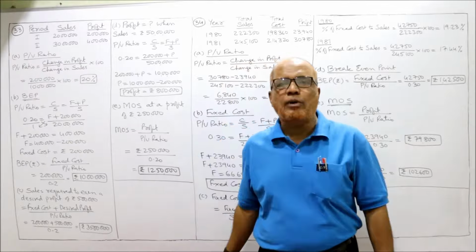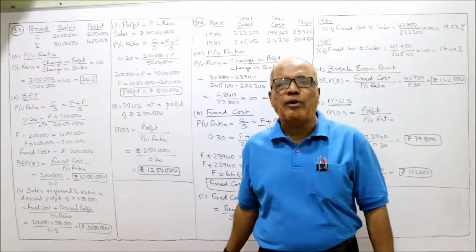The PV ratio formula, C by S. In place of C I can write S minus V, or I can write F plus P. But what I need, I want fixed cost. So to find out fixed cost I will take F plus P. In place of C I will write down F plus P. F plus P by S.